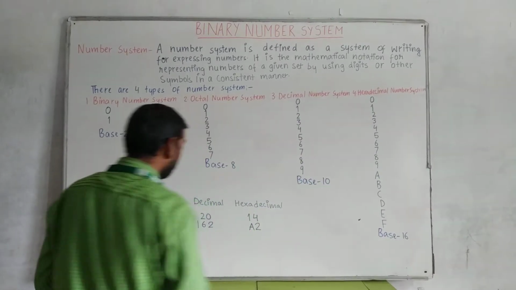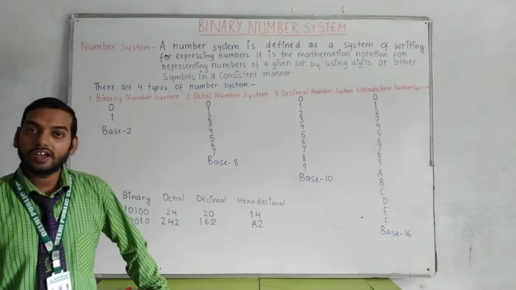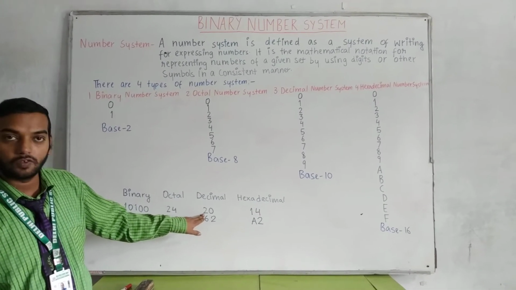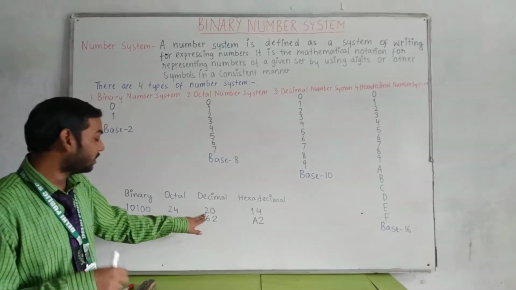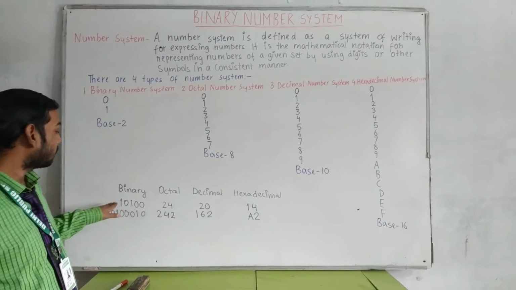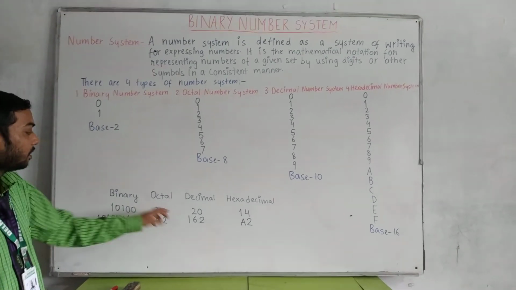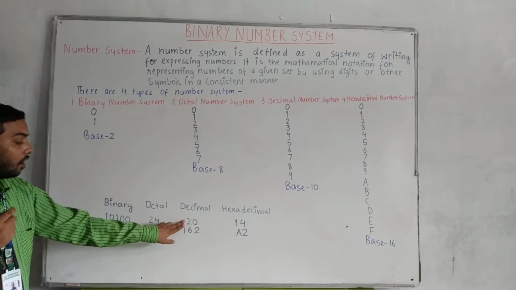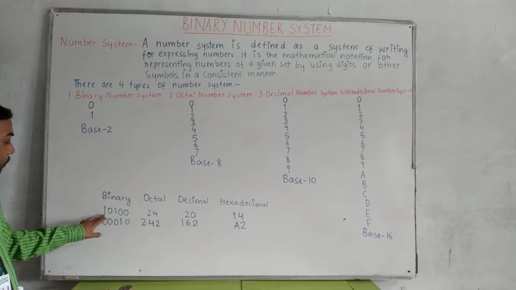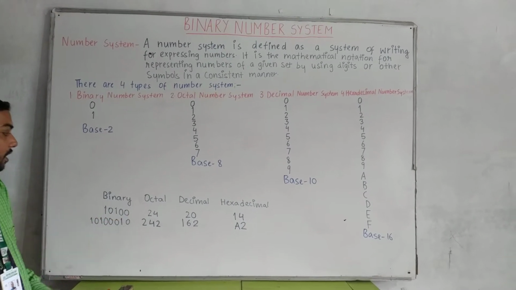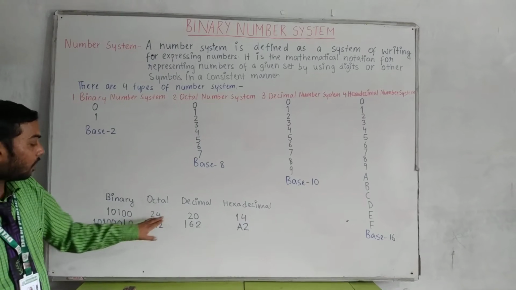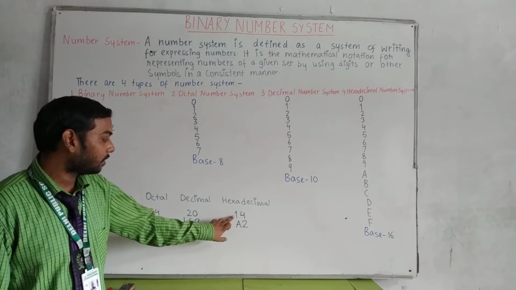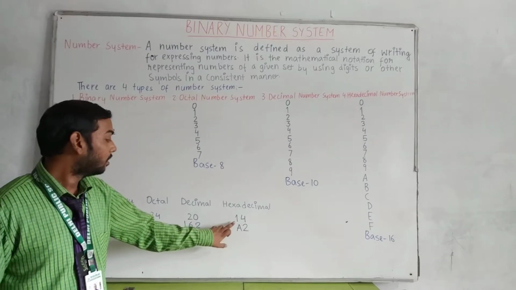Now, let me give some examples. As we all are familiar with the decimal number system, you all know that this is the number 20. We can write its equivalent in other number systems. Suppose I have to write 20 in the binary number system. The equivalent of 20 in binary will be 10100. In the same way, the equivalent in octal will be 24, and the equivalent hexadecimal number will be 14.